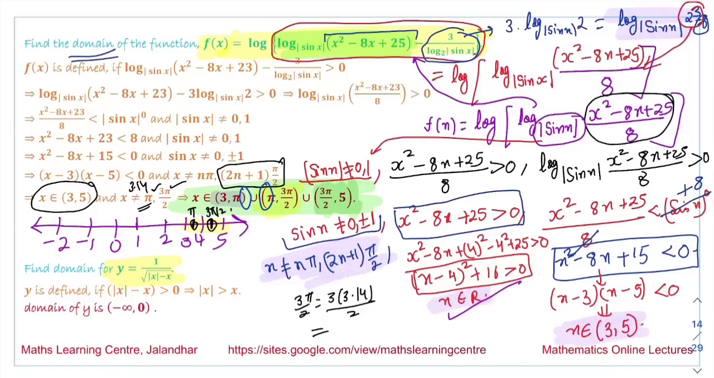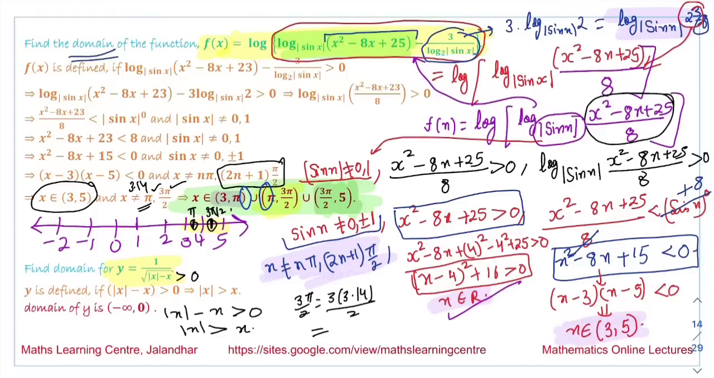Now the next question we have: find the domain of y is equal to square root of 1 over mod x minus x. So we are saying that this value should be greater than 0. So mod x minus x should be greater than 0. It means mod x should be greater than x.